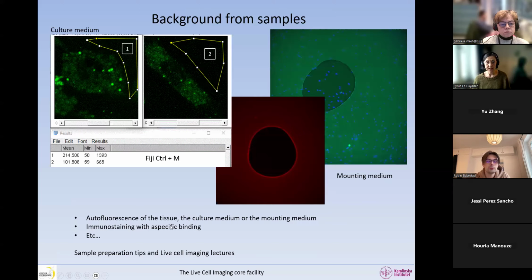Also immunostaining with aspecific binding. So all these dots that you have all over the place, outside the place where you expect your antibody to stick, this is also background, and it's aspecific binding. So that is also background coming from the sample. So you know that to reduce this, you reduce the primary so that your antibody doesn't stick everywhere. And so we have given you some tips here in the sample preparation and the live cell imaging lectures about how to decrease the background from samples.